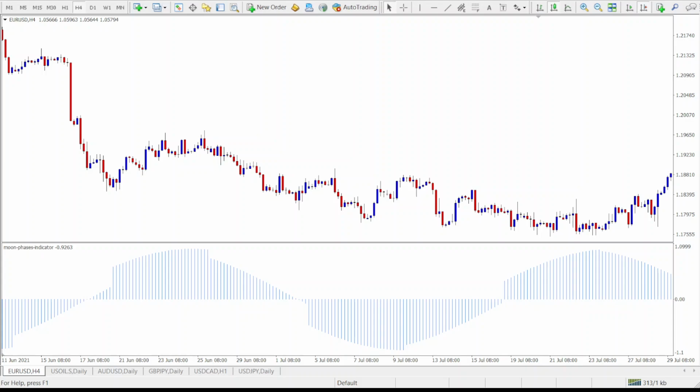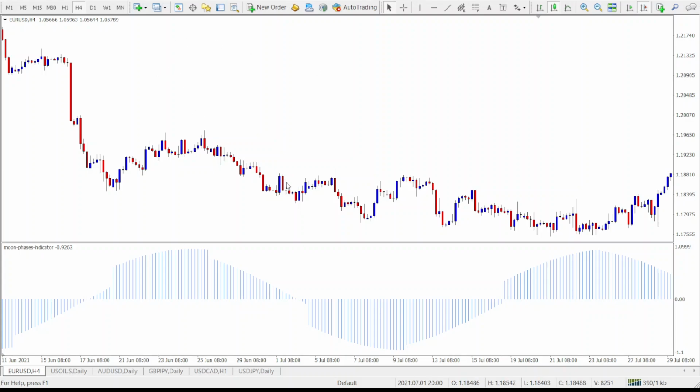Okay, so basically the concept behind the moon phases indicator is a belief in which the moon's gravitational influence could correlate with market movements. So by studying the moon's waxing and waning phases, some traders look for patterns that might help them anticipate changes in currency pair trends. All right. Now, that's the concept behind the indicator, right?